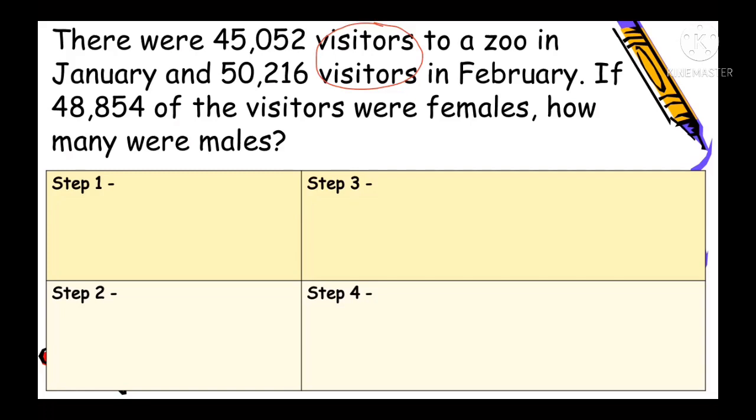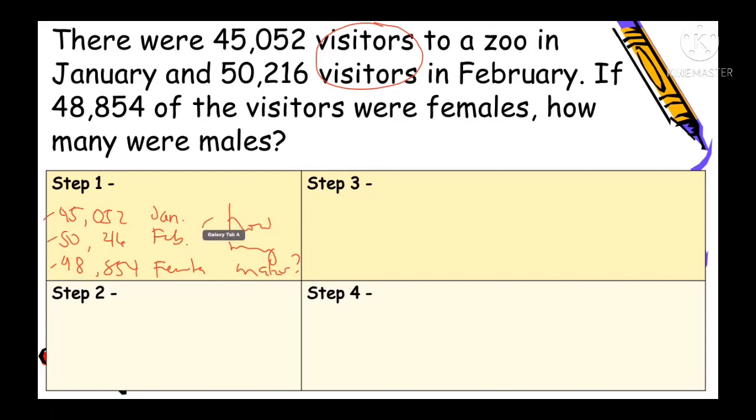We have 45,052 visitors in January. 50,216 in February. Inside those numbers, 48,854 are females. And the question is, how many males? Oh, so we have 4 givens here. 3 given and one question.